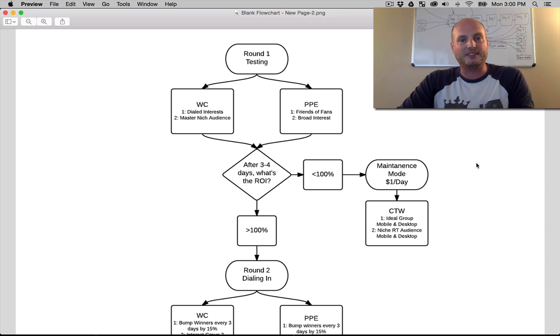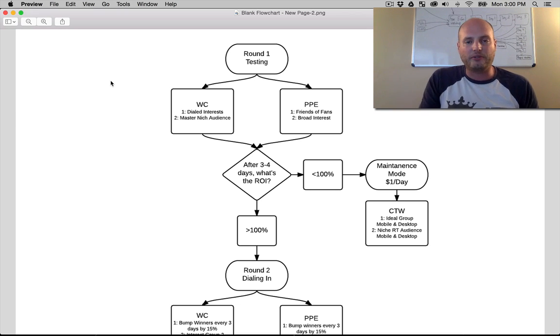If you really want to dial in and test out more and more, you would go back to round one and change up your interest groups, change up your targeting, the demographics, and keep doing round one testing until you find that winner. You would do this more so if you have one staple product, or maybe a handful of products, and you're not really launching new products every week, so you need to find those pockets that are going to buy that initial product.